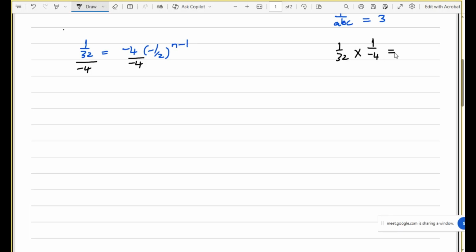1/-4. Can someone tell me what that is on your calculator? What do you get? What is 1/32 divided by -4? What do you get?